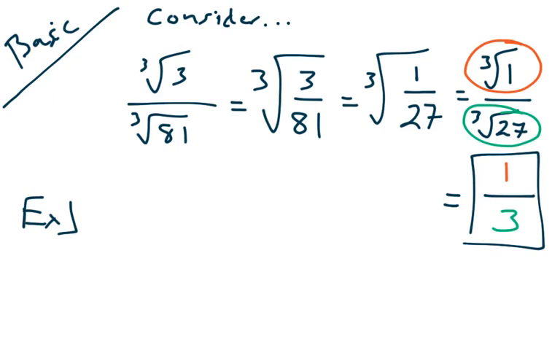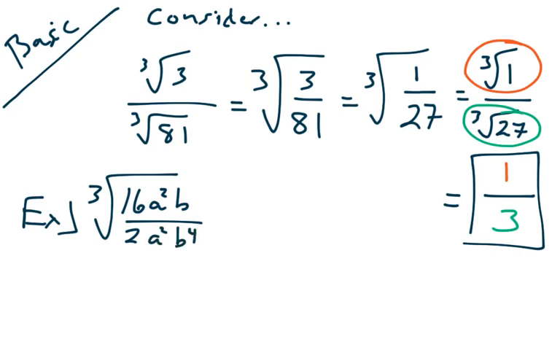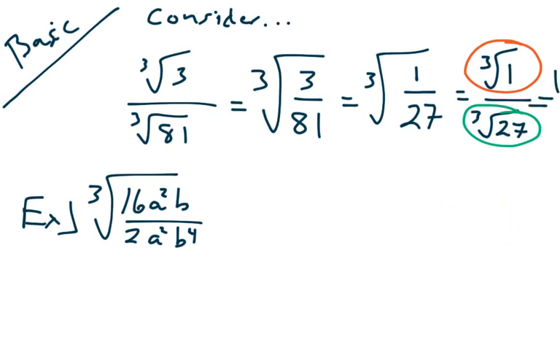Let's take a look at another one. Just call it an example. How about if I want to do the cube root of 16a squared b over 2a squared b to the 4th. So we want to do the cube root of this fraction. Now, be careful that you don't just do what we did in the problem before. In other words, we don't always just follow the exact same steps. I wouldn't expect you to split this up. Rather, I'd like you to notice that you can actually do some math underneath here. You can actually reduce. You can do the fraction.